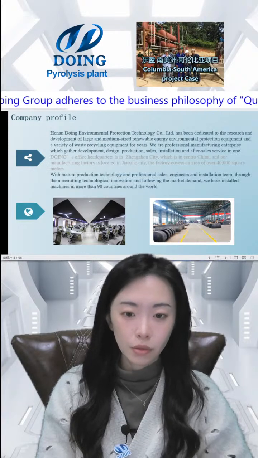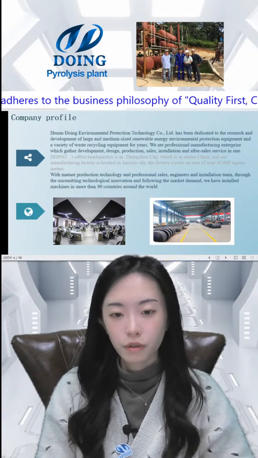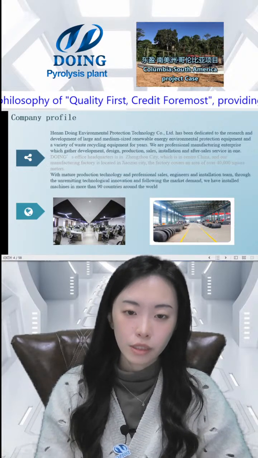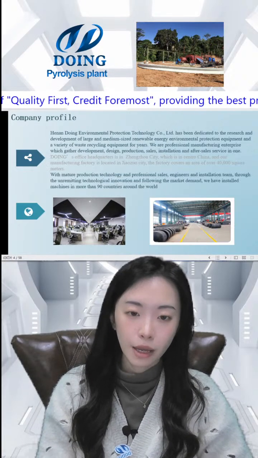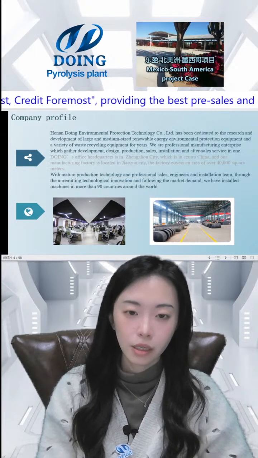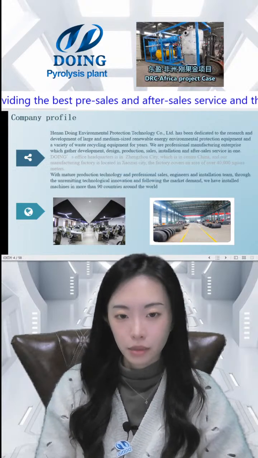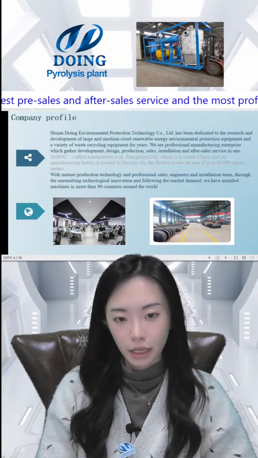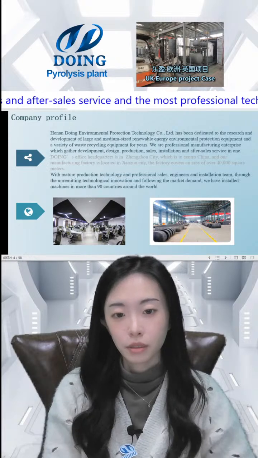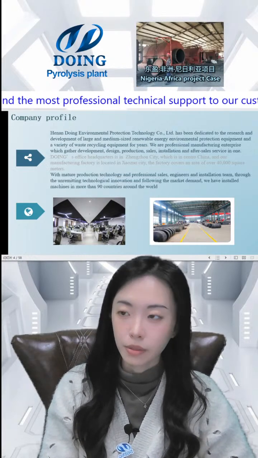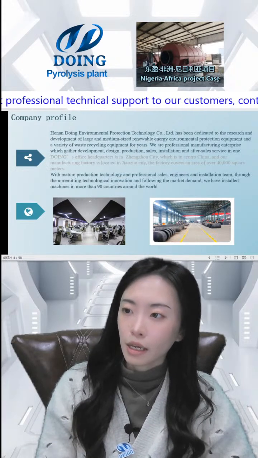If you want to know more information about the equipment, you are also welcome to visit our factory. There are many prototypes and some plants that are waiting to be delivered. So you can have a look at the certificates and the different designs depending on different capacity and different raw materials. Okay, and let's go on.